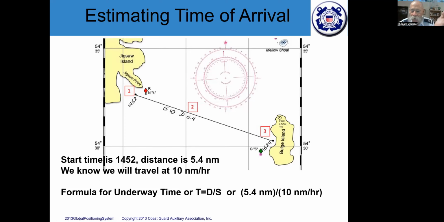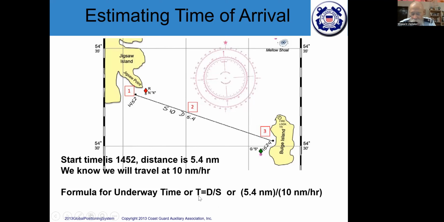Here's what I have. It's a word problem. This is where I want to get to. How do I arrange the various things I know into the order that will allow me to do that? So the formula for underway time, if you would: time equals distance divided by speed. Okay, time equals distance divided by speed. That's all you need to know. Don't need to know anything else.